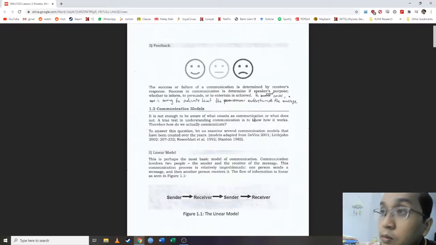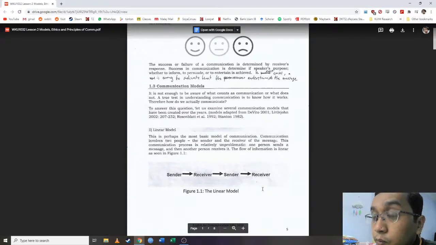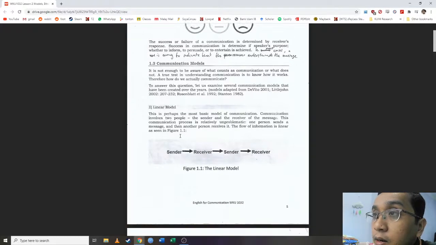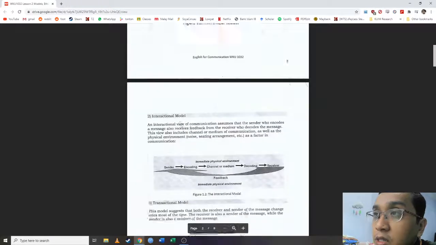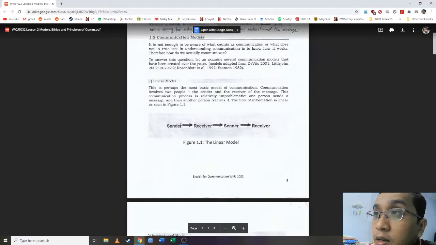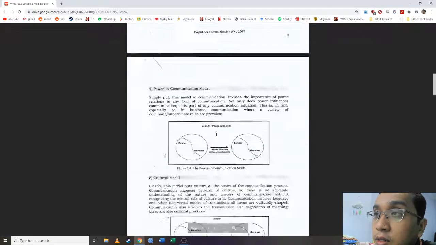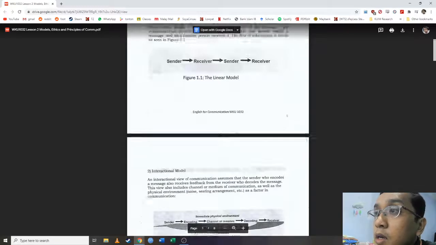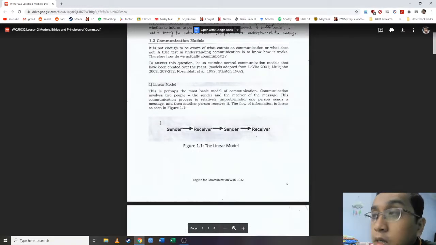So communication models, the thing that we want to cover for today, we talk about the relationship between all the different elements in communication. Now, there are a few suggested models in communication: linear, interactional, transactional, power, and cultural model. Okay, let's start first with the linear model.